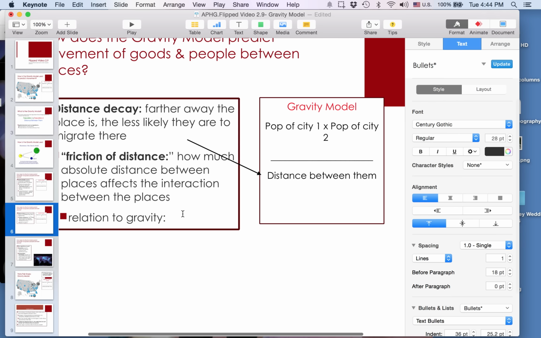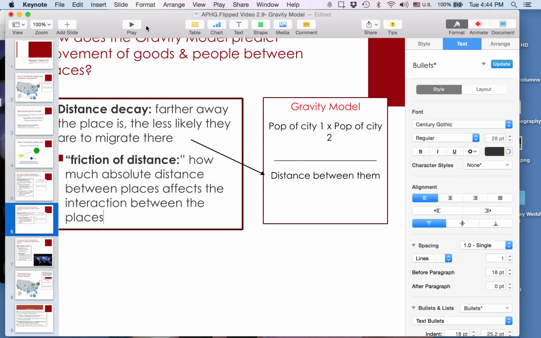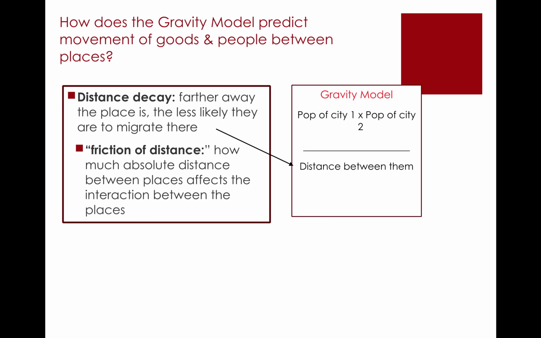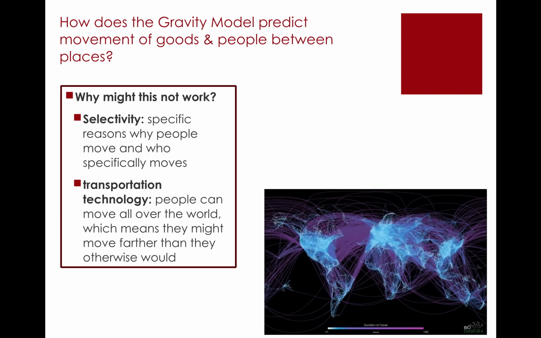Well, let me not confuse ourselves here. Let's just keep it as it is. The distance decay here: the farther away, the less likely there is to migrate. So that's really where we see that concept of friction of distance. The farther it is, the less it influences, the less there will actually be interactions.